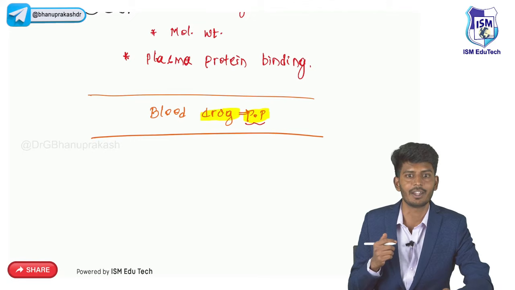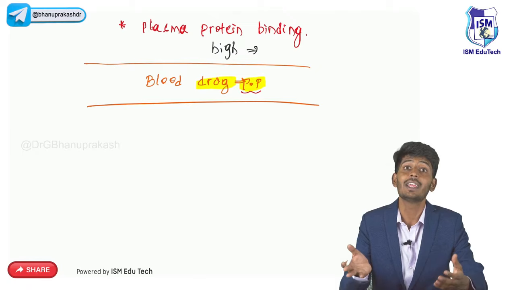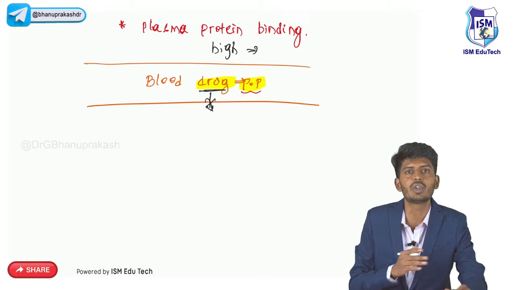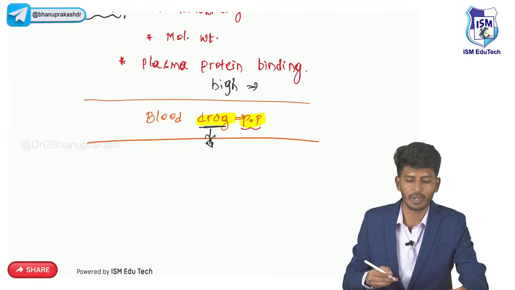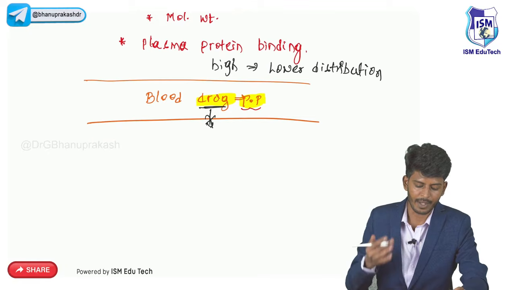If there is higher plasma protein binding, automatically what will happen to distribution? The drug will remain in the blood vessel only. If it is strongly remaining in the blood vessel only, it is not going into the tissues. So the desired site of action, it will not reach. So what I am trying to tell you is, if the plasma protein binding capacity is higher, it will lower the distribution.